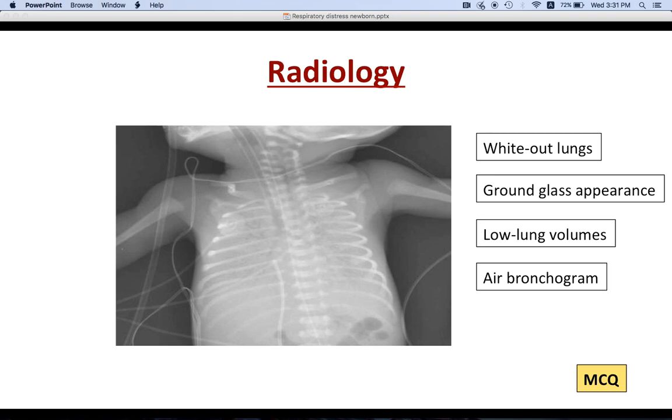So this is a very typical X-ray of a child suffering from respiratory distress syndrome, where you can see white out lungs. You can also make note of an endotracheal tube in situ, an OG tube in situ, and also there is an umbilical venous catheter going just above the diaphragm.